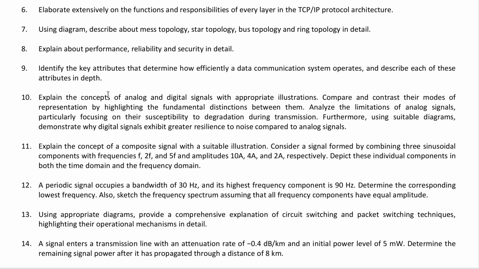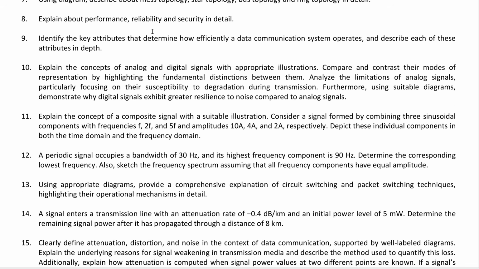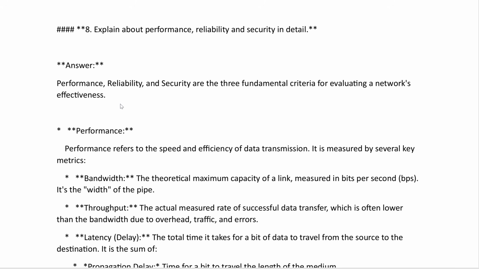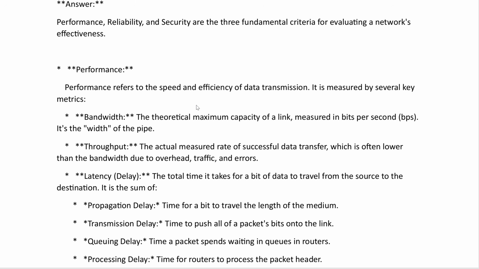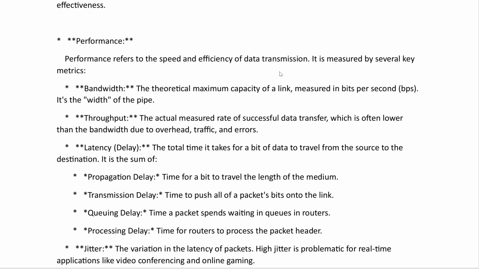Next question is question number 8, that is, explain about performance, reliability, and security in detail. Performance, reliability, and security are the three fundamental criteria for evaluating a network's effectiveness. First is performance. Performance refers to the speed and efficiency of data transmission. It is measured by several key metrics.